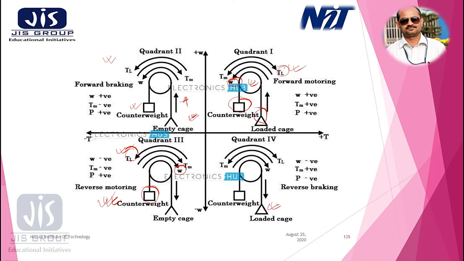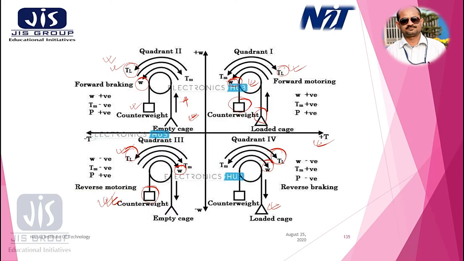In both these conditions the load is active, and if we look, in both cases the load torque and the motor rotation are assisting each other. That means the load torque has changed its sign. We know that at steady state, the motor torque opposes load torque. So in these two conditions, the braking operation is occurring.